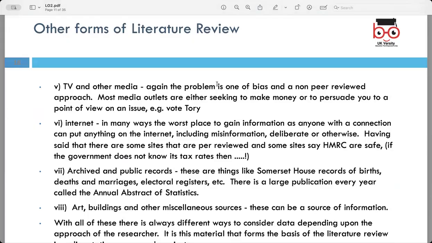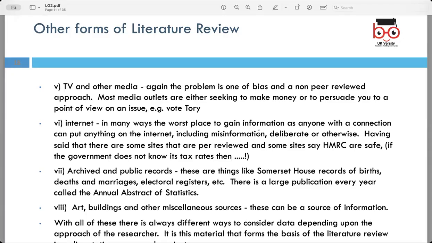Here are other forms of literature. TV and media: these sources can be biased. They often try to persuade rather than inform. Always double check facts. The internet has good and bad content. Anyone can post anything. Government sites and official reports, like HMRC, are usually safe. Avoid using blogs or random websites unless they are credible.